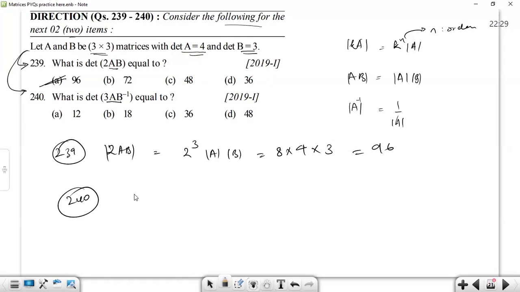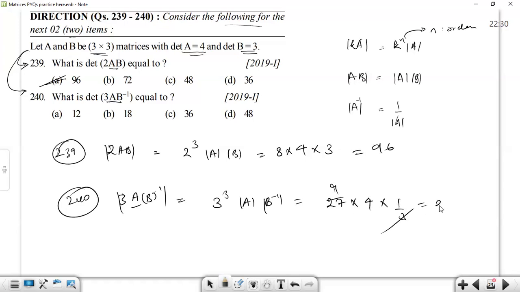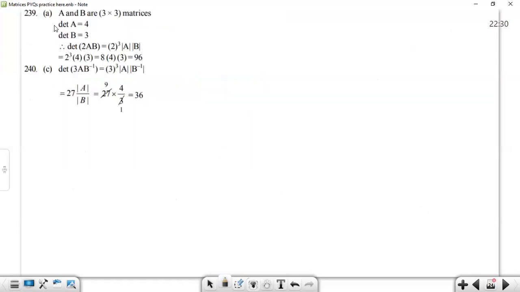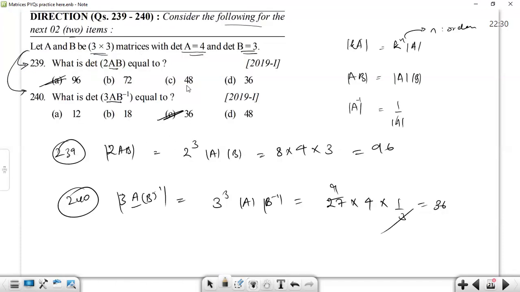Let's discuss 240. The determinant of 3AB inverse is 3 raised to the power 3 into determinant of A into determinant of B inverse. 3 cubed is 27, determinant of A is 4, and determinant of B inverse will be 1 by 3. 27 by 3 is 9, and 9 into 4 is 36. Option C should be the correct answer. So A and C. Okay, clear. Any doubts, anyone? No, sir. Yes, these are the properties, and we will discuss them in more detail in the determinant chapter.